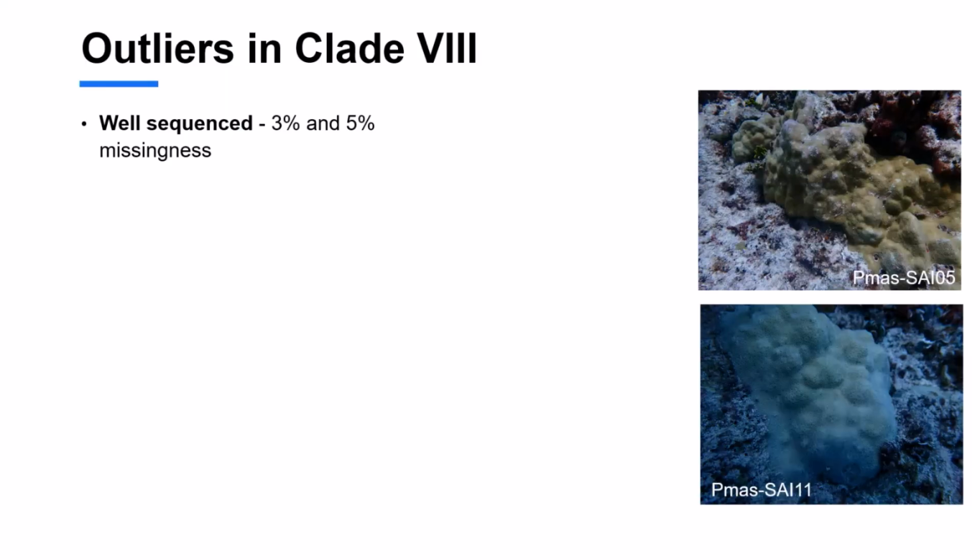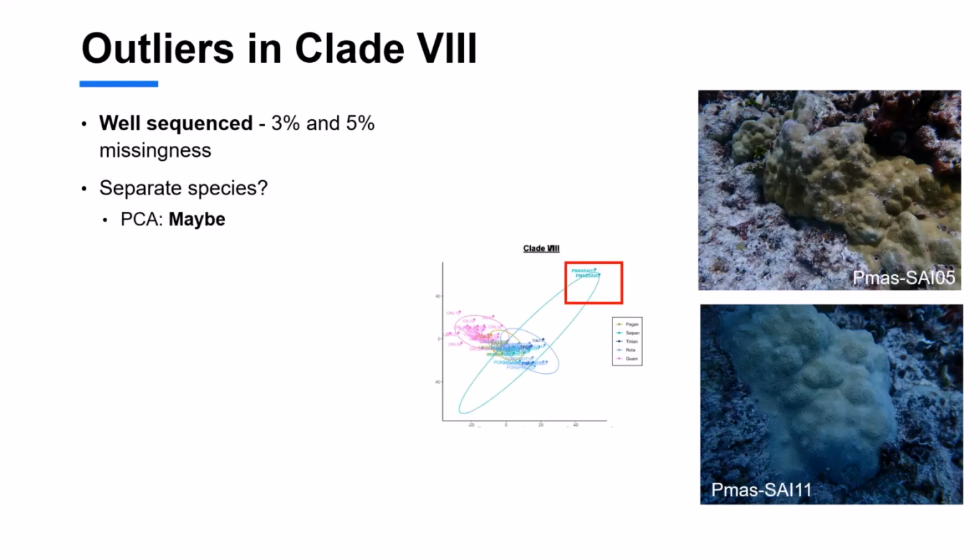The outlier samples in clade 8 that I found. So these were definitely head scratchers. They didn't really fit with what we would conventionally understand is normal in terms of the genetic variance in a clade. For one thing, I want to point out that these samples are actually very well sequenced, only 3 and 5% missingness in their data sets, respectively. So, could they represent a separate species? The PCA result seems to indicate yes, right? They're so far outside of the genetic variance that that usually indicates that they belong to a separate species.